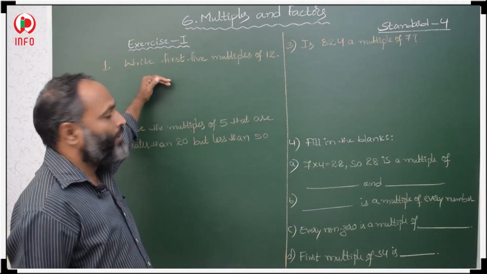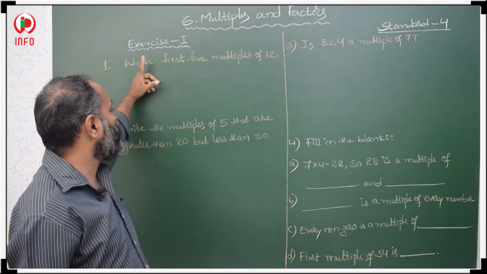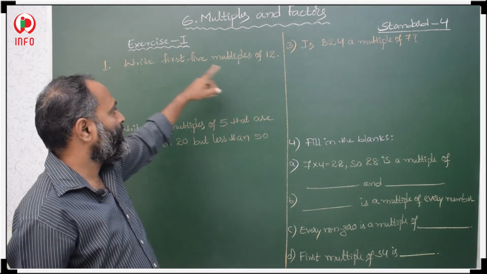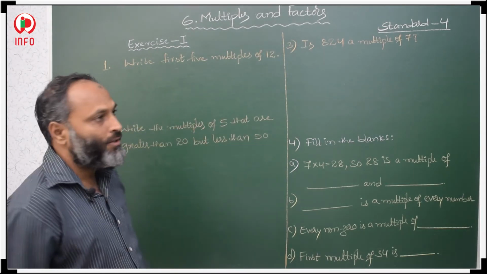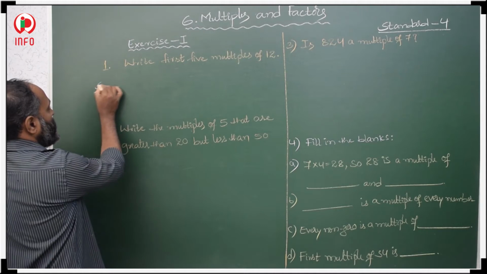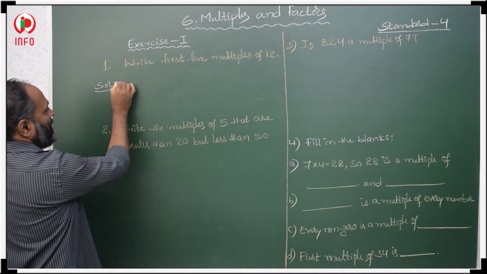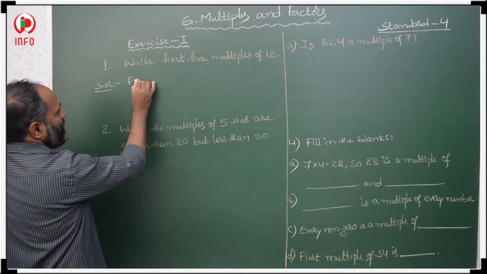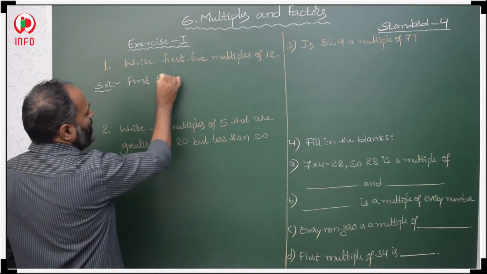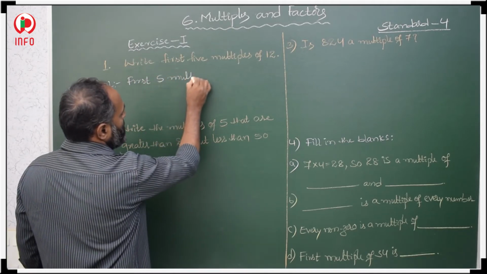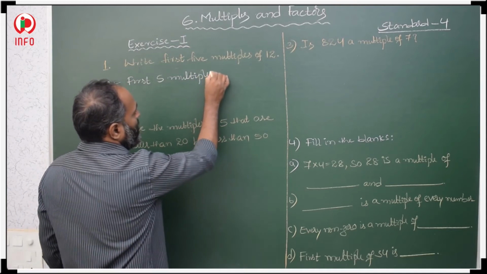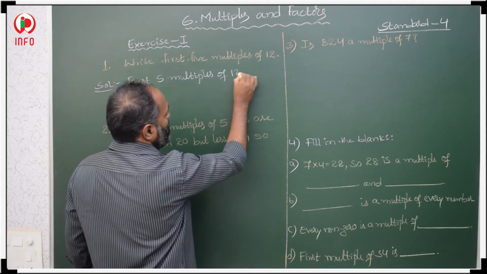Okay. See here, students, in the first exercise, first question: write the first 5 multiples of 12. We have to write the first 5 multiples of 12. Here the first 5 multiples of 12 are.